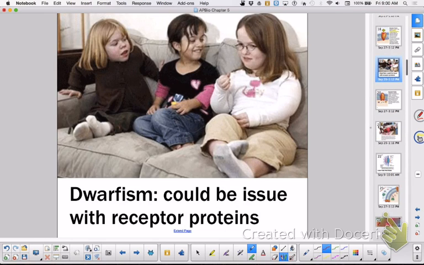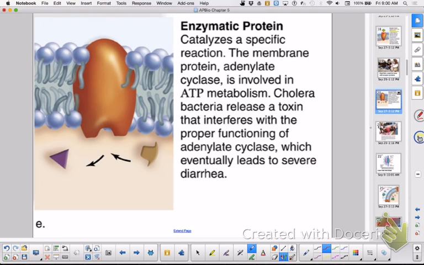All right, next one. Is it youngest bio buddy? Yeah. Okay, youngest bio buddy, you do enzymatic. Go ahead. These are just like the speed of reactions.